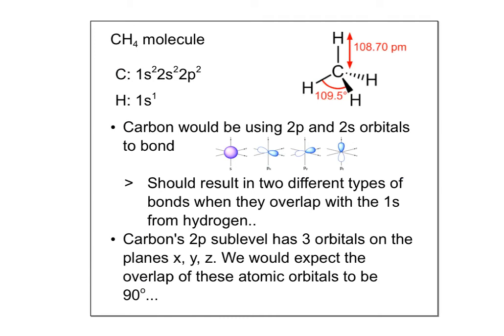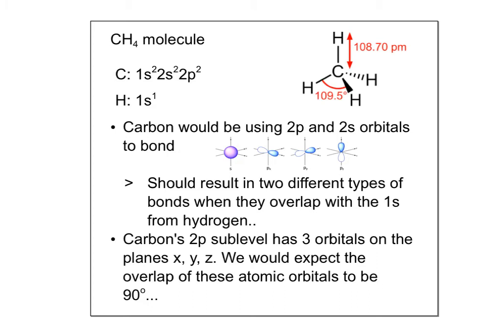Okay, now that we're done with VSEPR, we're going to talk about this idea called hybridization. So here's a methane molecule. Methane is CH4, and we know some things about methane. We know that methane is tetrahedral, and all of the angles between those hydrogen atoms are 109.5 degrees.